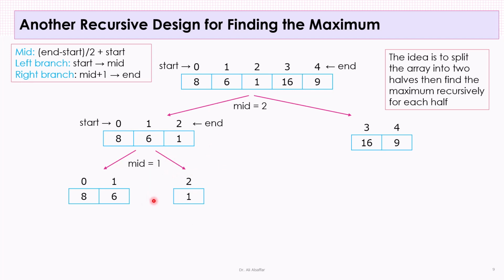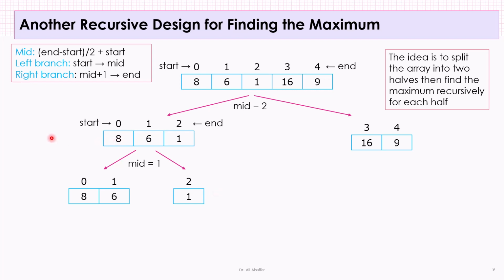Now since the start is equal to end, we are going to have an array of one element. So this is the only element in the array, so we assume that this is the maximum. So calling this method on this array will return the only element in this array, which is equal to 1. And this will be considered as the base case or the stopping condition for calling the method recursively.